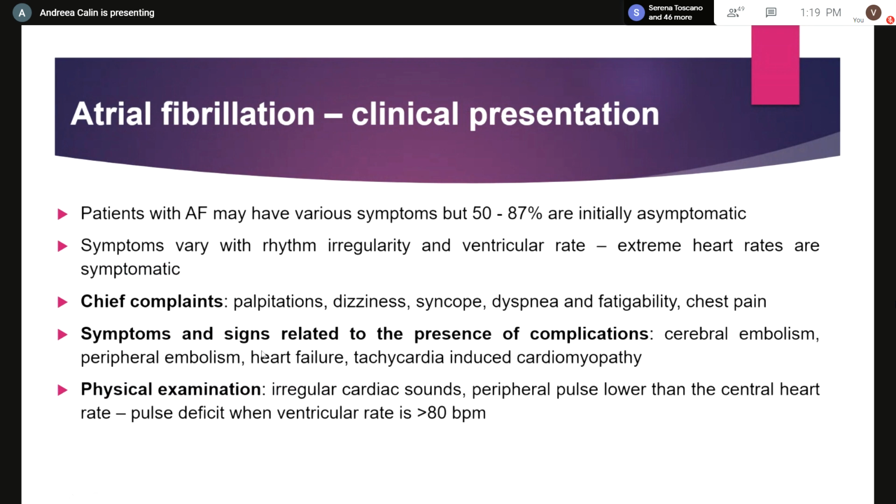Cerebral embolism is a very common and frightening complication, but also peripheral embolism in the arteries of the inferior limbs, and heart failure, tachycardia-induced cardiomyopathy in the process. And the physical examination gives us these signs of atrial fibrillation: irregular cardiac sounds. The peripheral pulse is lower than the central heart rate, and there is a pulse deficit in all patients when the ventricular rate is above 80 per minute.